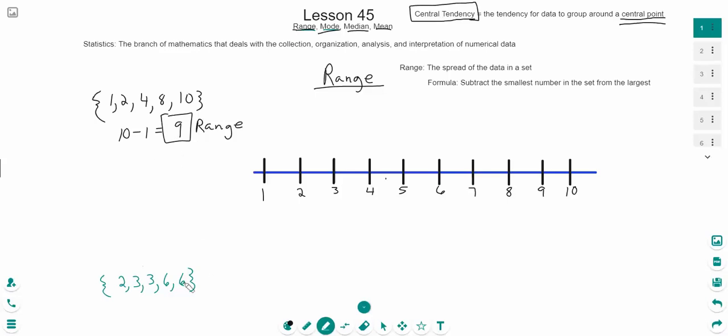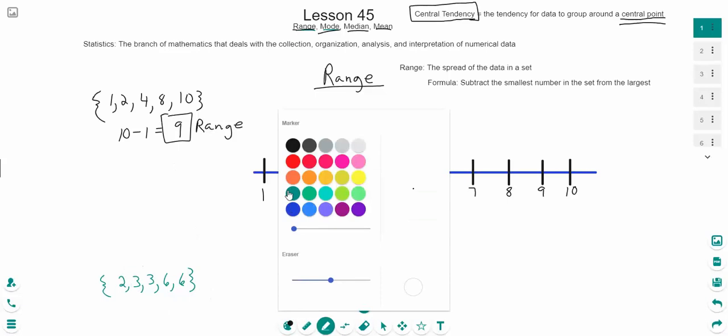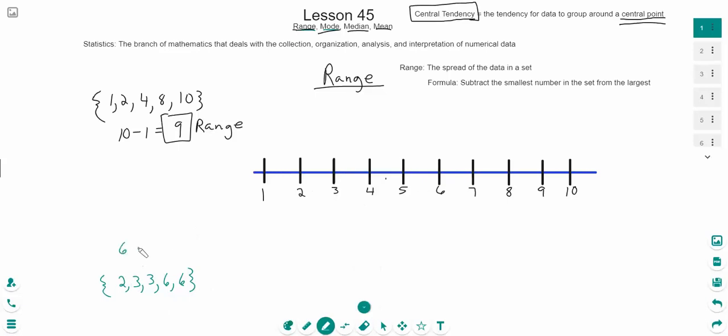All right. This one down here, we have a 2 as the smallest number. A 6 is the largest number, so we subtract the smaller from the larger, and we get 4. So the range is 4. All right.